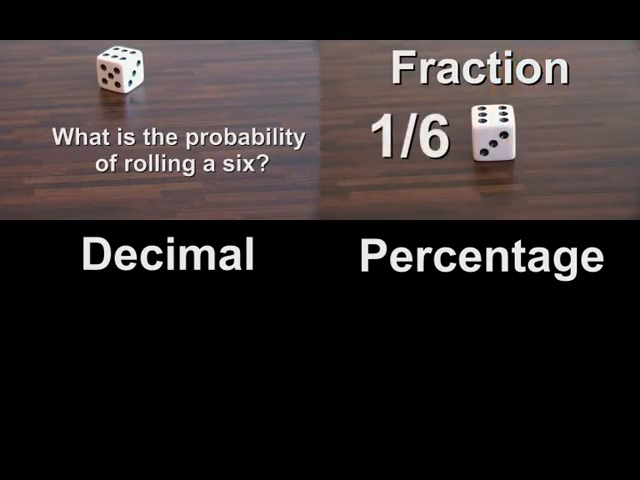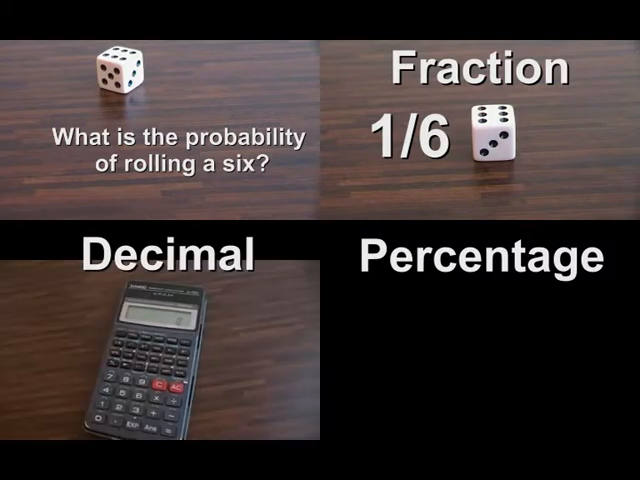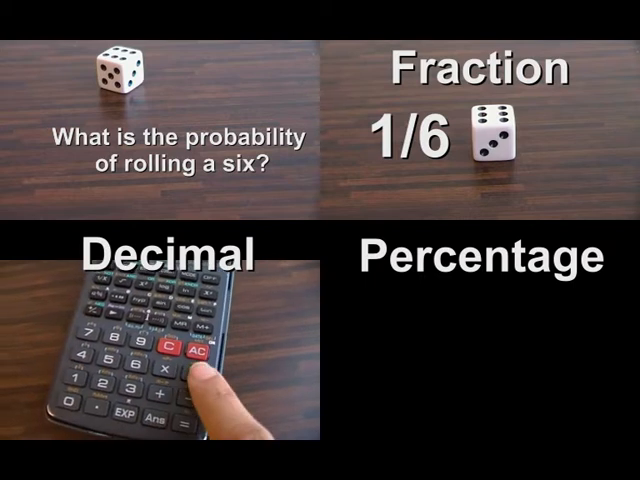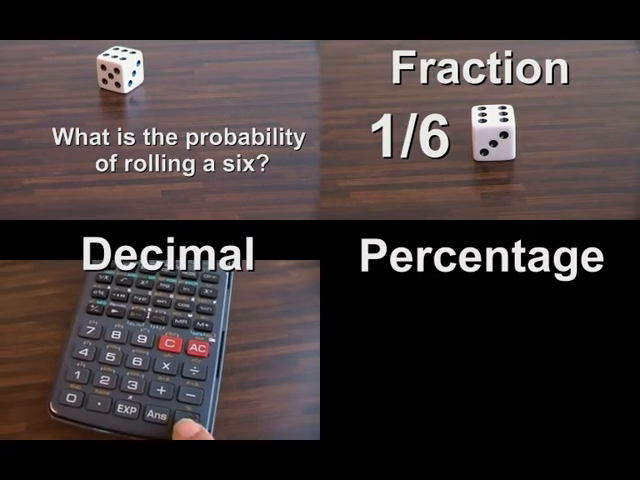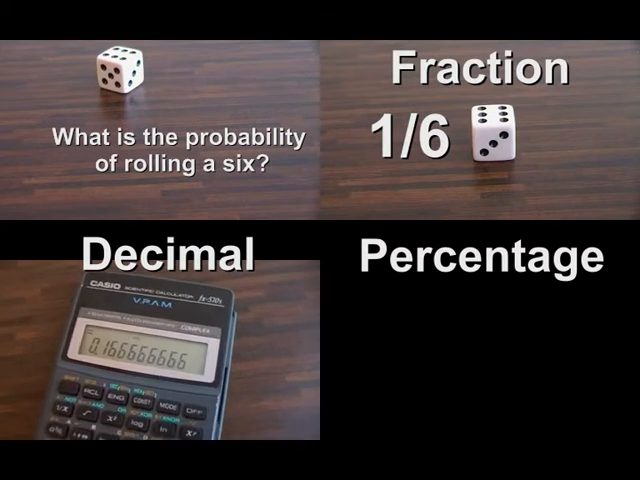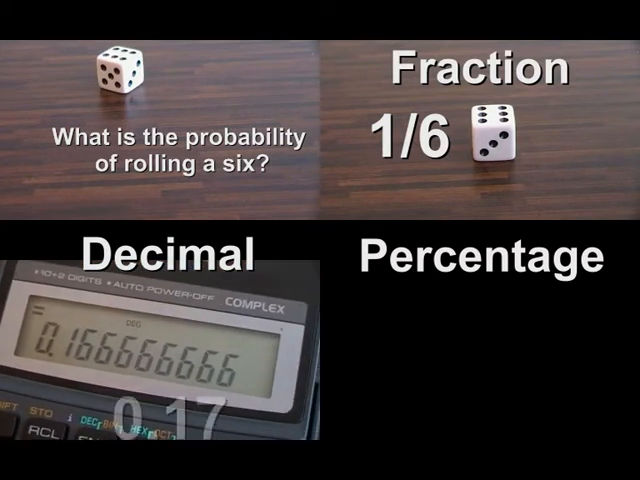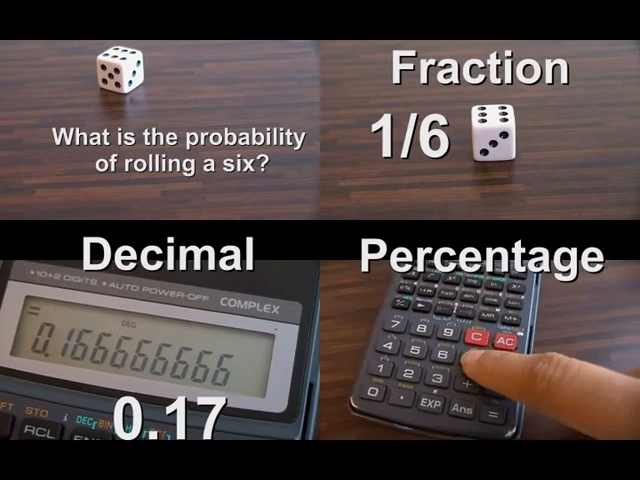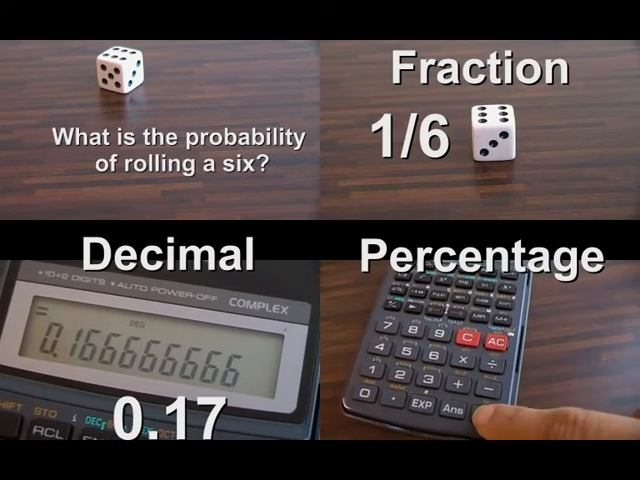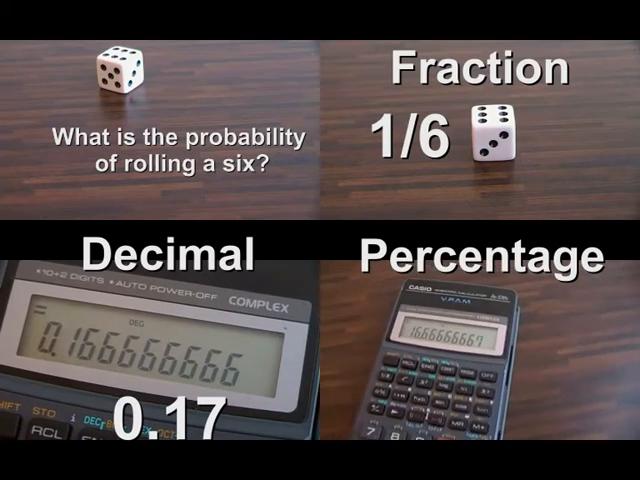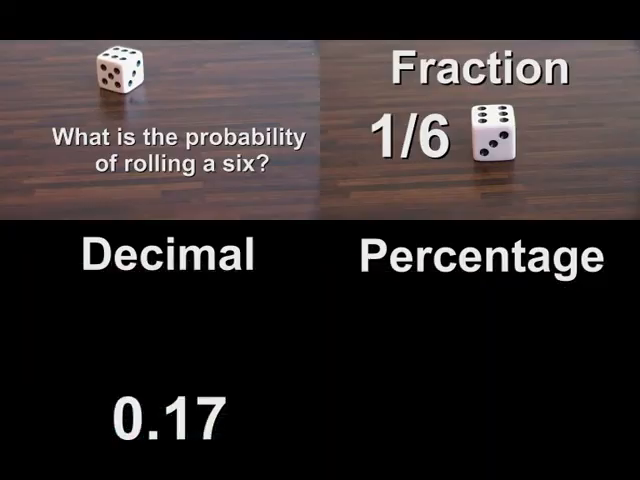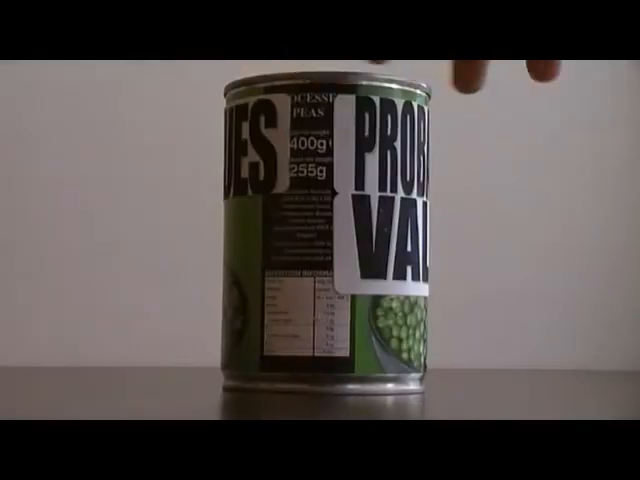of 6. To work that out as a decimal, if you take a calculator and you do 1 divided by 6 equals, rounding that value off to 2 decimal places, that gives you an answer of 0.17. And to work that out as a percentage, if you multiply that value by 100, that gives you 17%. Now that we've explored probability, let's go back to p-values.